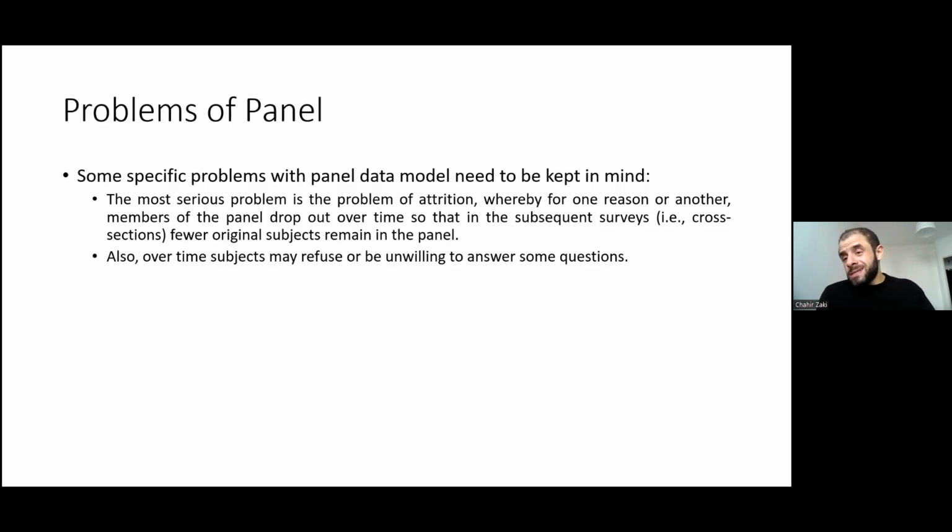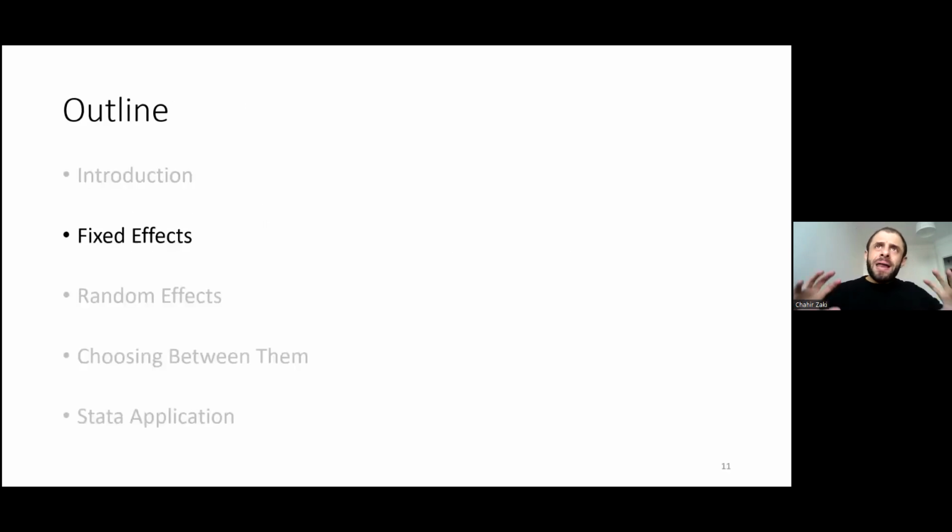Okay? Or simply, if I'm running an individual survey, the participants might refuse to participate, or to answer some questions. So that's why we can have a problem of attrition. And this clearly affects the panel structure, because this means that I will not be able to observe the same individuals over time.